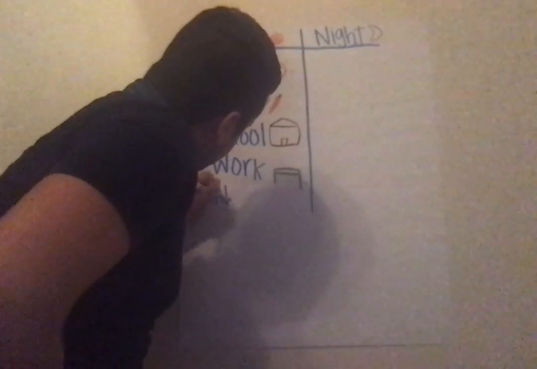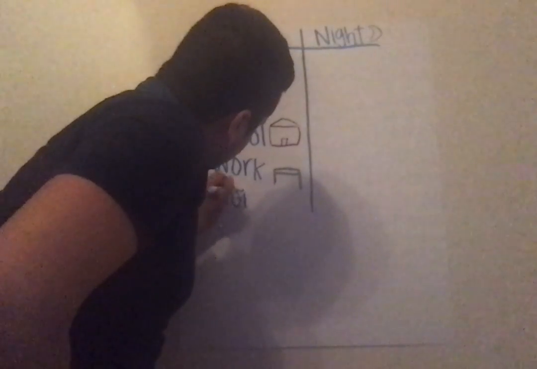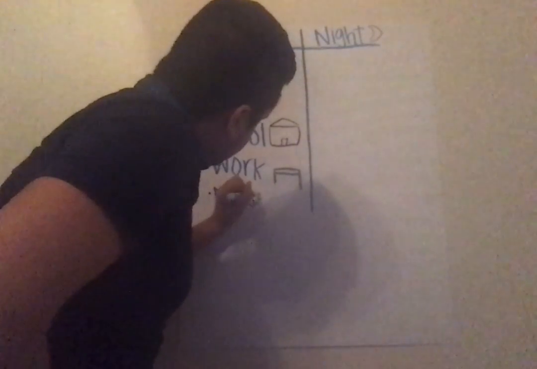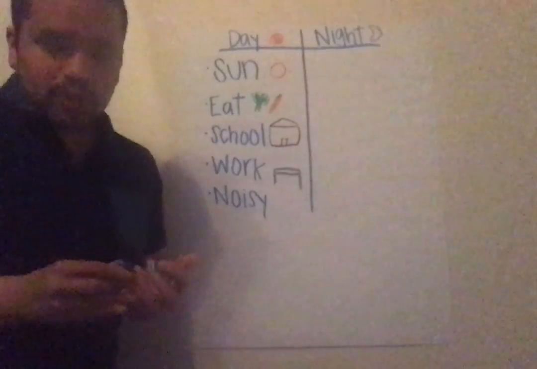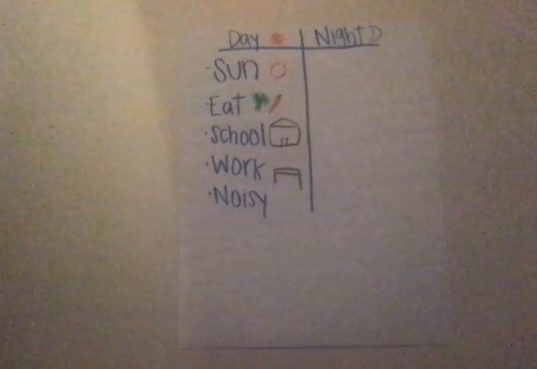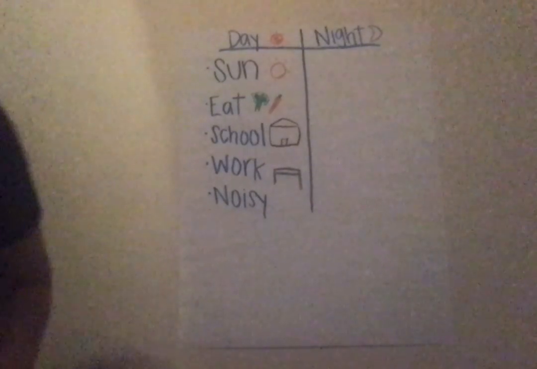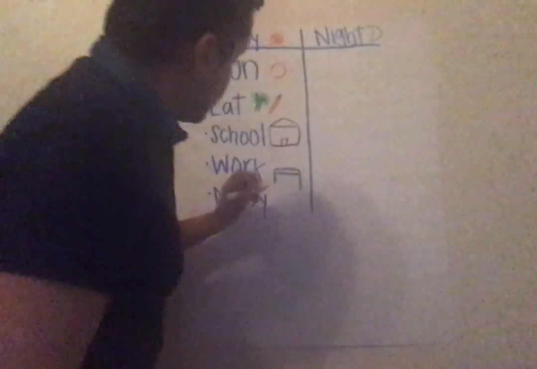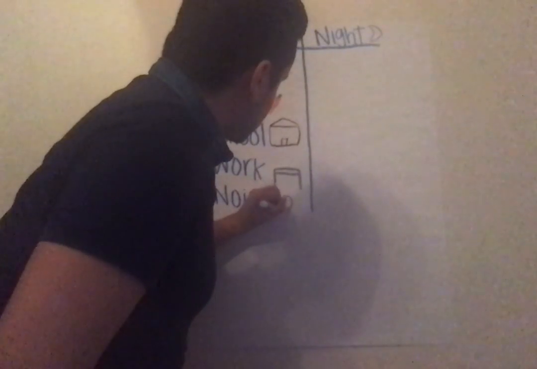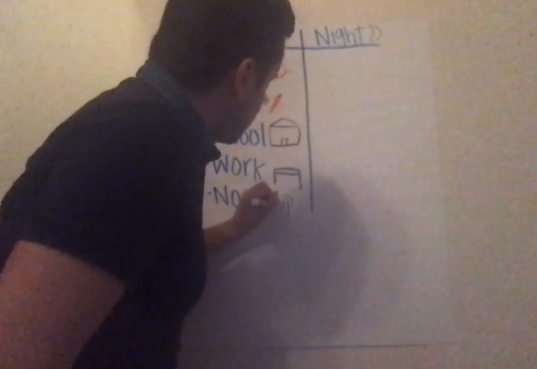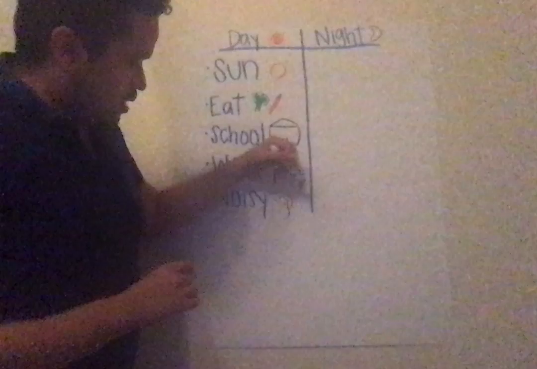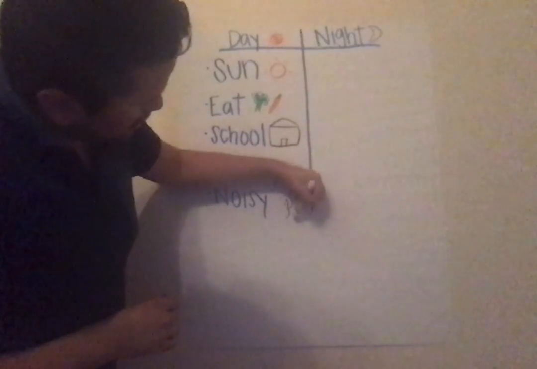Noisy. And next to noisy, I'm going to draw an ear, because we listen to noisy things with our ears. So there we go, we have our ear. I'll draw some sound coming.